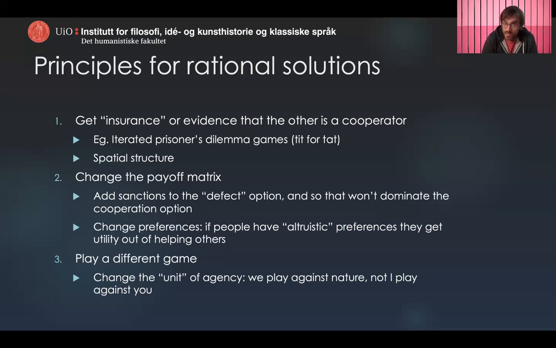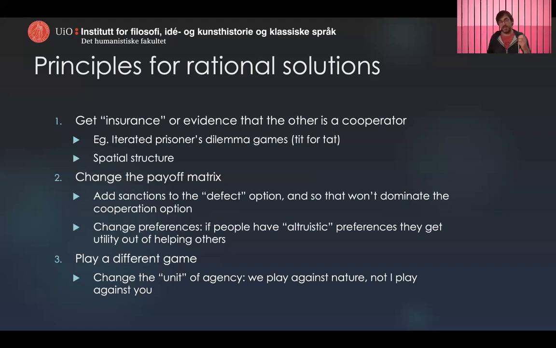The final thing is that it's possible to play a different game. I think that you can change the unit of agency. So here we have agents playing against each other. But if they could think of themselves as part of a team, part of a group that tries to optimize their outcome, if Tony and Griselda could do that, they can just think of themselves together: what should we do if we want what's best for us together? Then they'll both cooperate. This is so-called team reasoning.